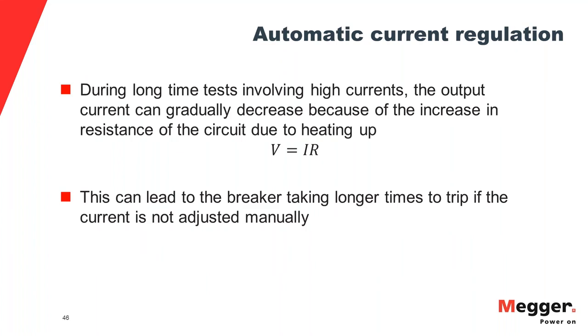Automatic current regulation is important, especially in long time tests involving really long durations and high currents. In these cases, because of the circuit heating up, the current output of the test set will start to drop. And if the output is not adjusted, if it's kept fixed, then that will result in the breaker taking a longer time to trip because the current has become lower. That will result in incorrect trip times being recorded.